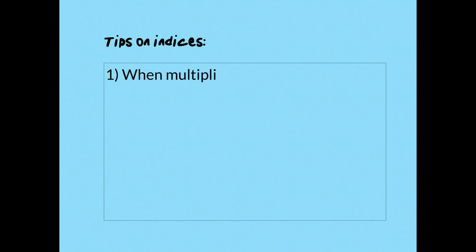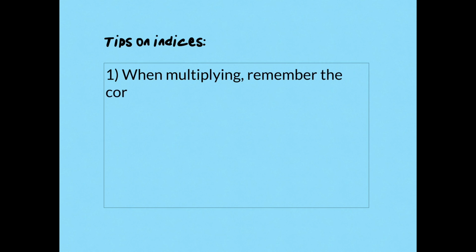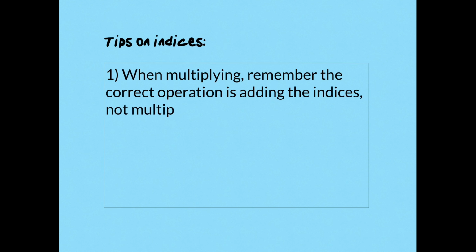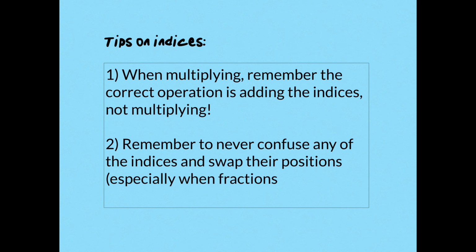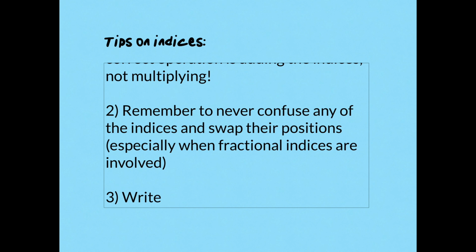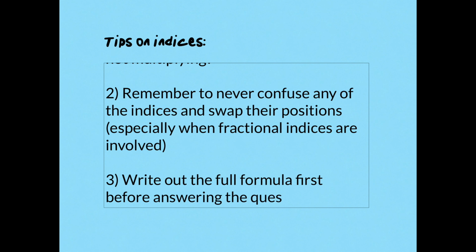Here are some tips on indices. 1. When multiplying, remember the correct operation is adding the indices, not multiplying. 2. Remember to never confuse any of the indices and sort their positions, especially when fractional indices are involved. 3. Write out the full formula first before answering the question to clear the confusion.